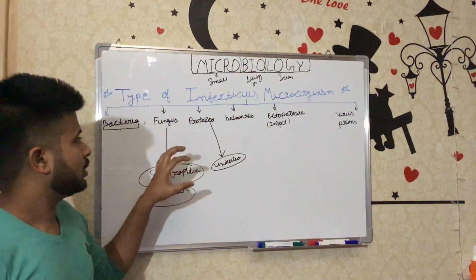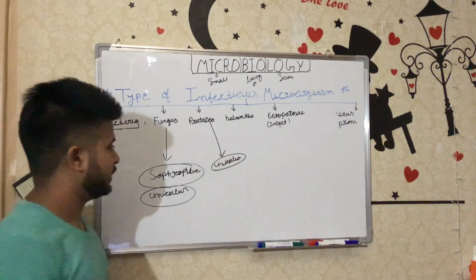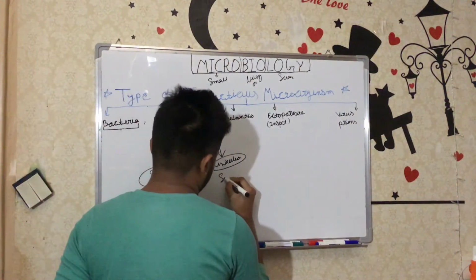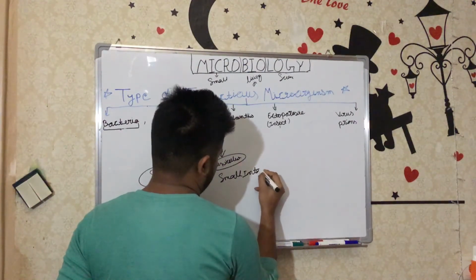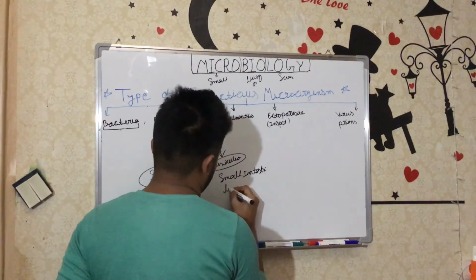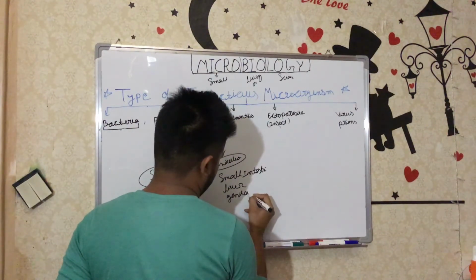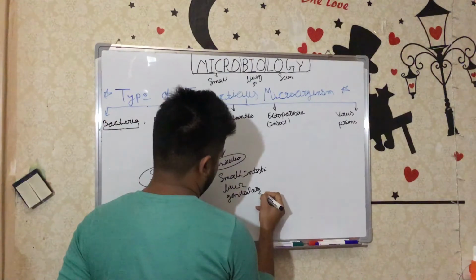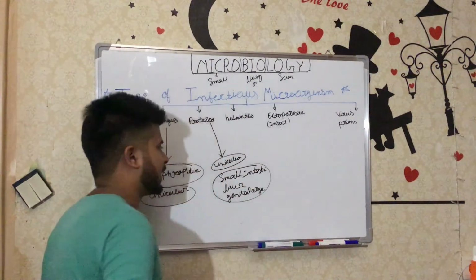So first of all, it's unicellular, and it's found mainly in the small intestine, the liver, the genital organs, and so on. And very severe problems can occur.